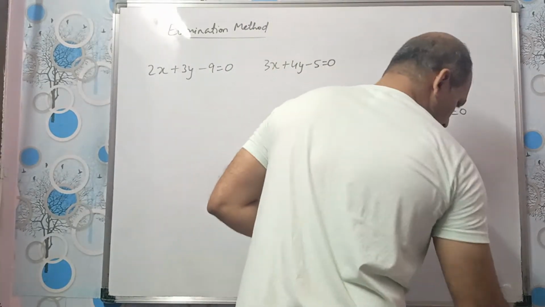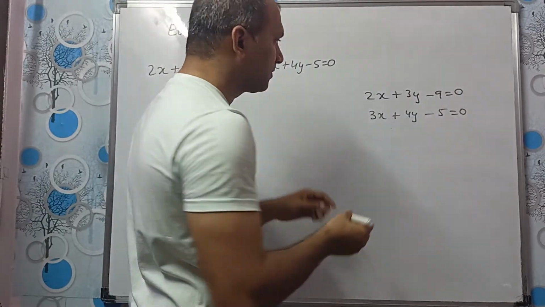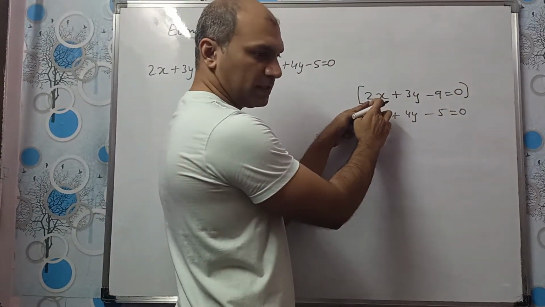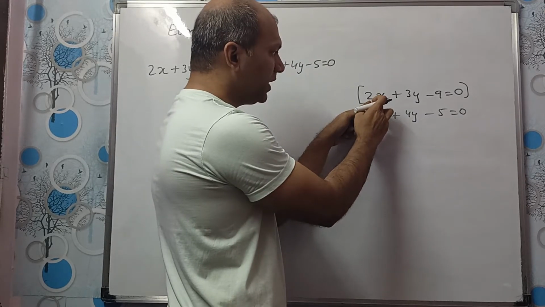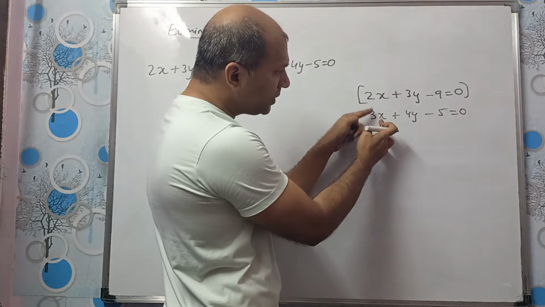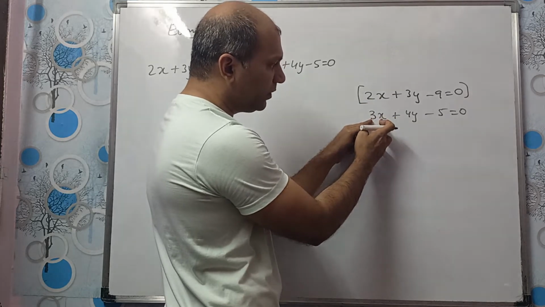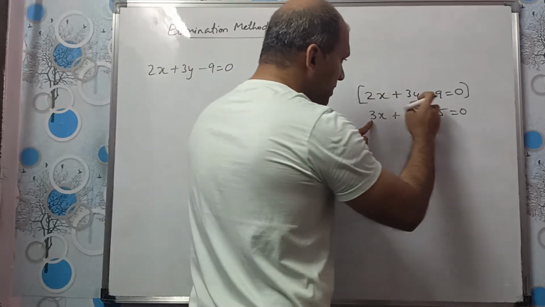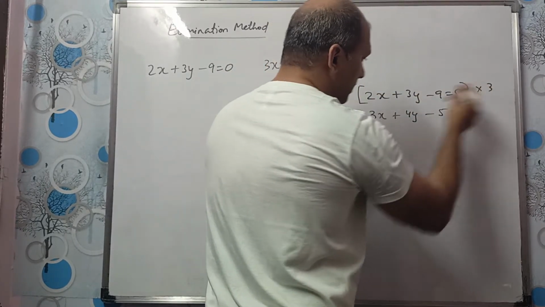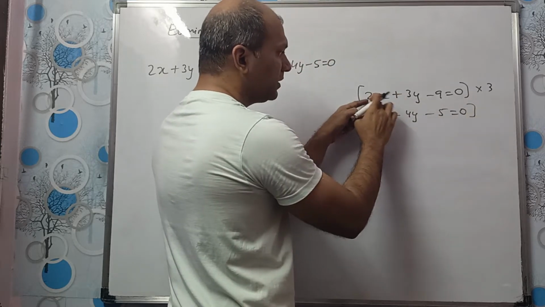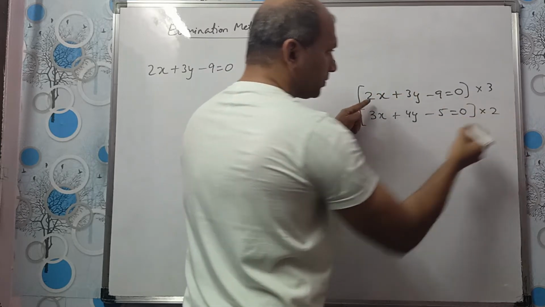See, there is an easy trick. Let us say we want to eliminate the value of x. What should we do? The coefficient of x from the other equation. What is that? 3. The first equation should be multiplied by this number 3, and the second equation should be multiplied by this number 2.